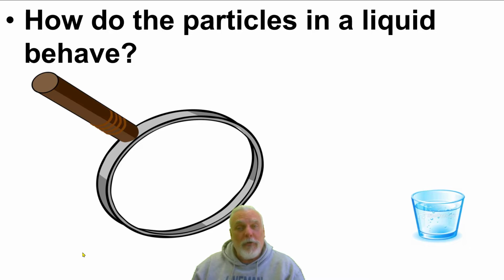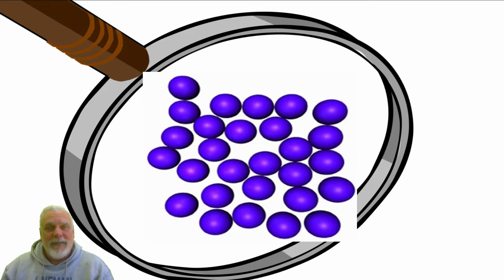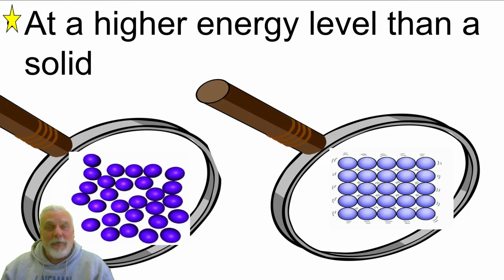How do the particles in a liquid behave? Let's take a closer look. Here we see the particles do not look the same as in a solid. Here we see the particles in a liquid are not as closely packed together as those in a solid. We also see that the particles in a liquid are at a higher energy level than a solid. They're not just vibrating in place. The particles in a liquid are able to move and change position.